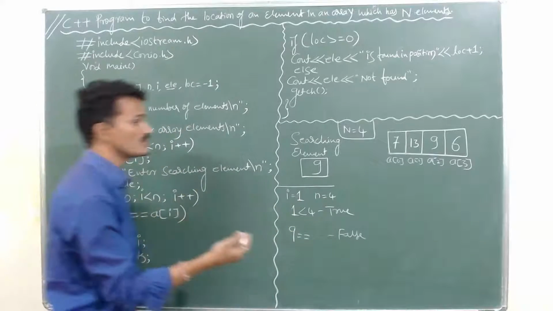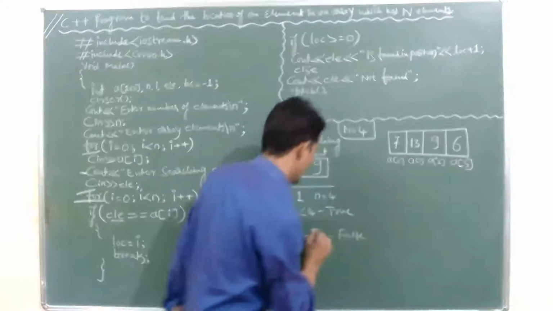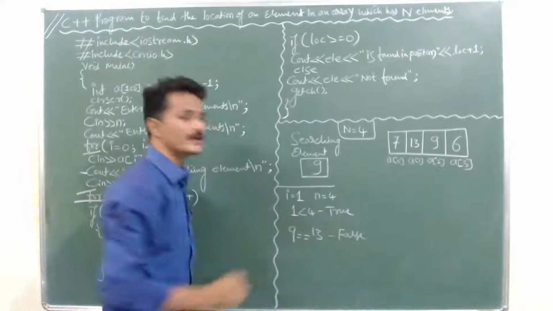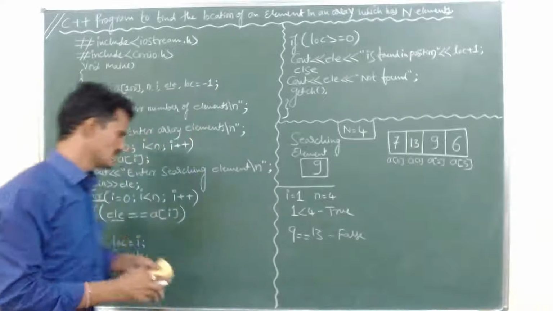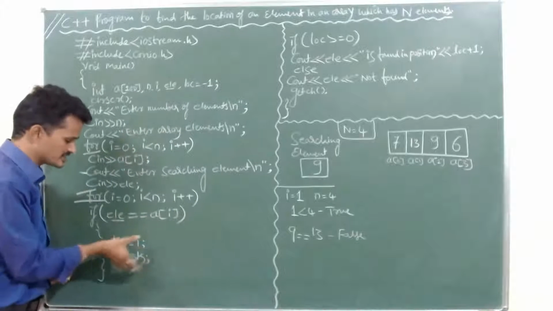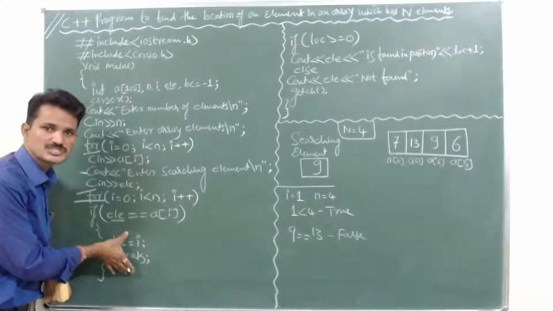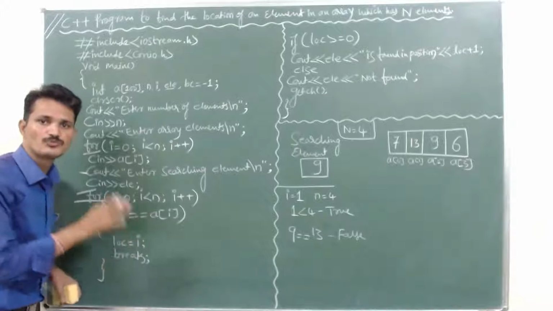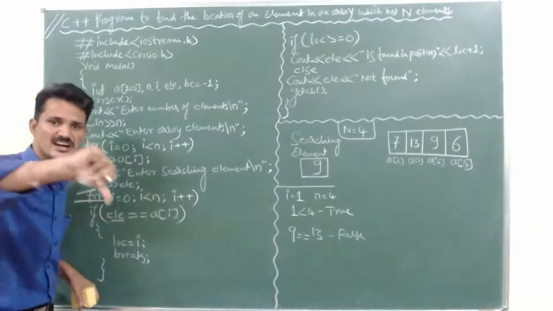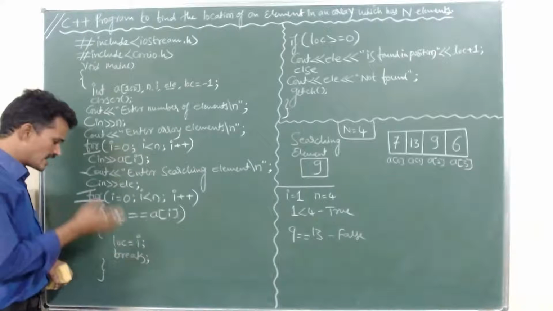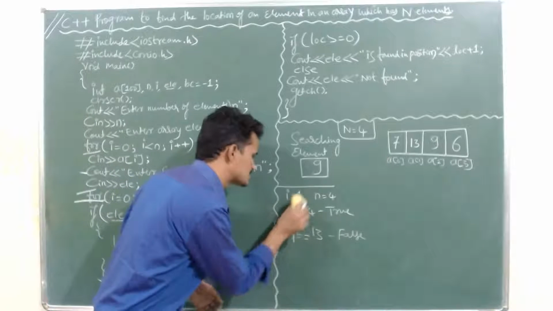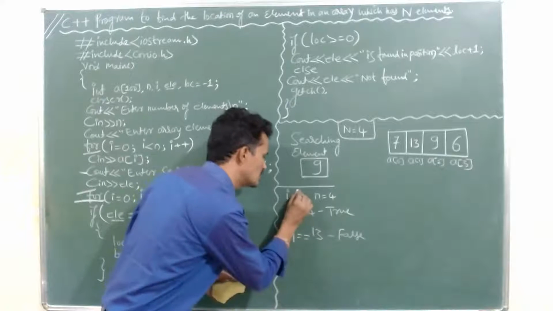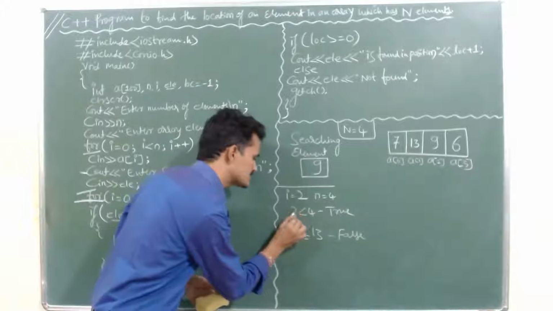So what is the value stored in A of 1? 13. 9 is equal to 13. Again condition false. 9 is not equal to 13. Condition false means these two statements which are written in a pair of flower brackets will not be executed because my condition is false. So again I will go to the for loop and I gets increased by plus 1 and this time I becomes 2. Last time 1, this time 2.